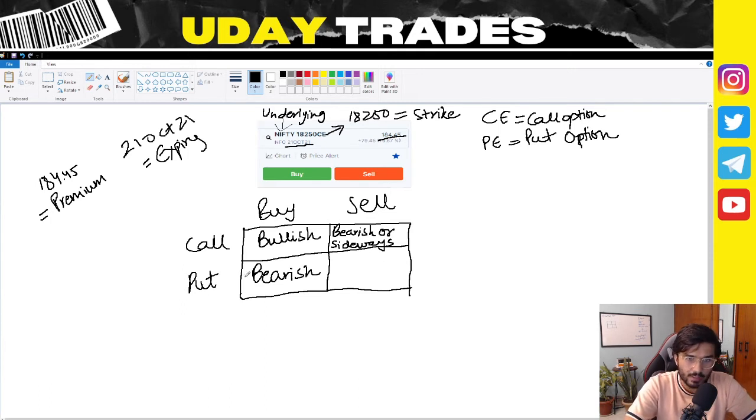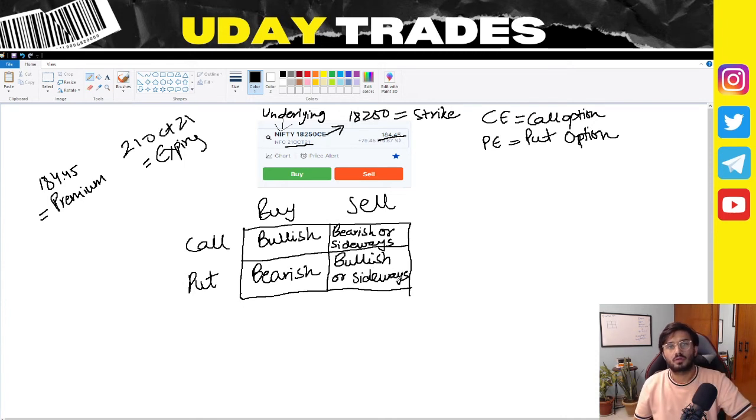If you're buying a put option, your view is bearish. So when you're selling a put option, your view is bullish or sideways. This is a very important quadrant you need to look at, and sideways is good for sellers because the premium starts decaying when the option is close to expiry. So the sellers want the premium to come down and the buyers want that premium to go up.